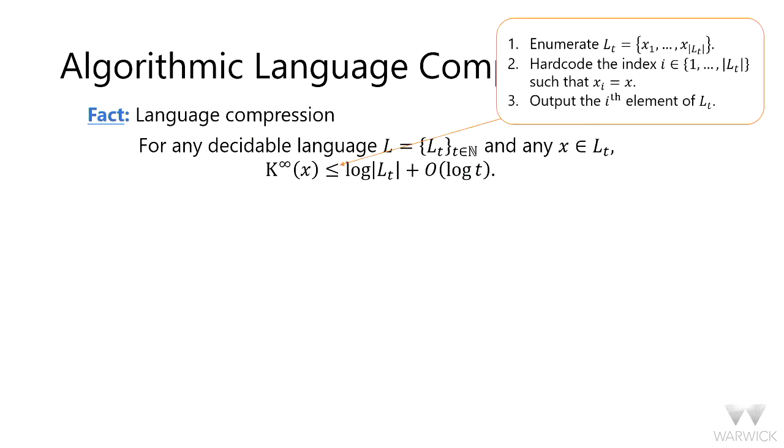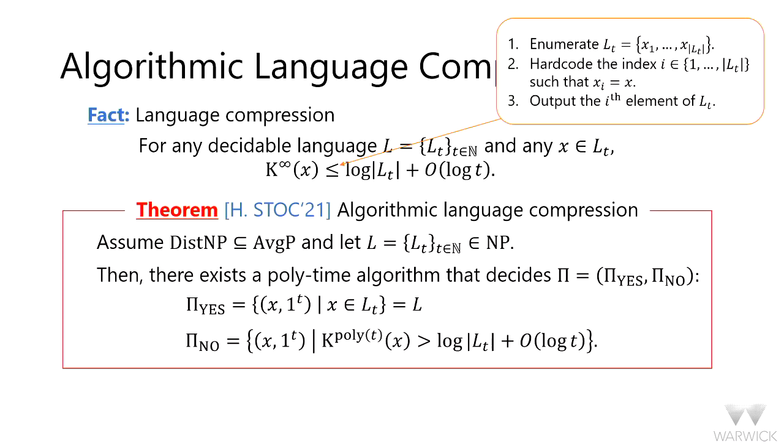And the reason why we have this is quite simple. If we assume that this is a decidable Lagrange, we can enumerate all the members of the Lagrange, and we can hard-code the index for x. And we can consider the program that outputs the i-th element of L_t, and the binary encoding of i costs you log of the size of L_t. So this is a very simple fact, but at the same time a very useful fact. And algorithmic Lagrange compression says that we can actually give a metacomputational proof of Lagrange compression.